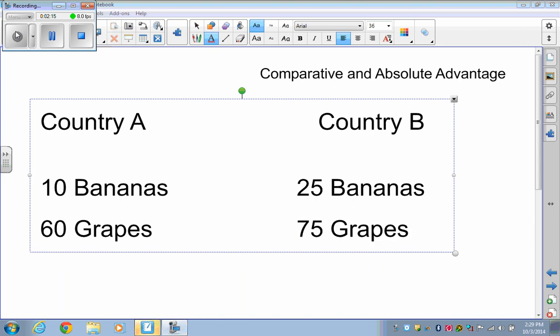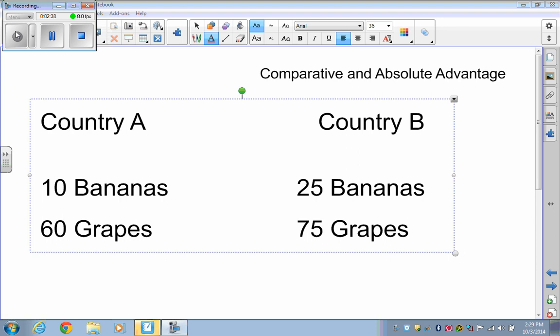The truth is, should these two countries trade? The answer is yes. But you say, wait, country B produces everything better. Why would they want to trade? The answer is they have lots of gains to be made from trade. Because when we say comparative advantage, you need to compare the two.